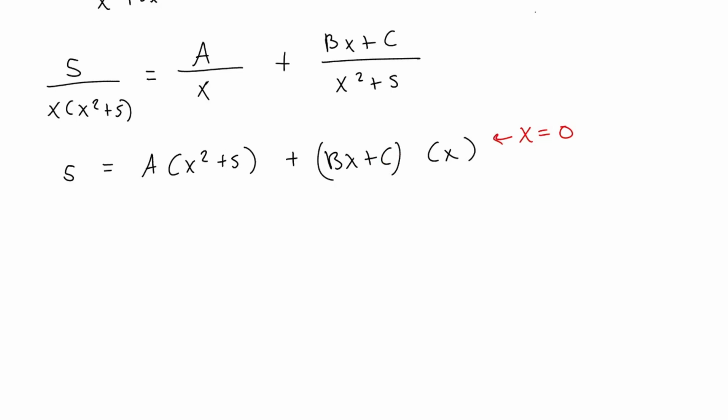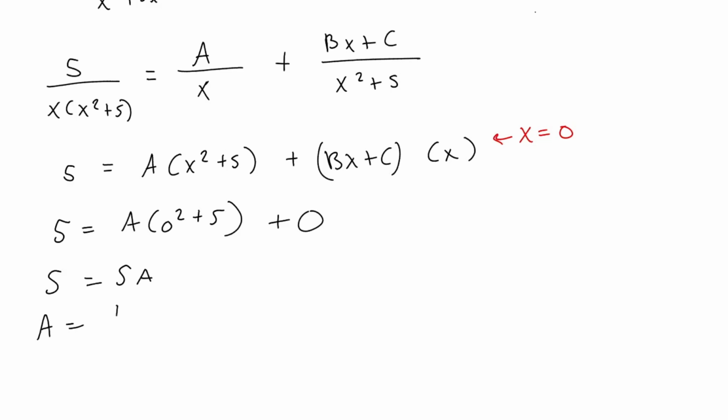So 5 is going to be equal to A times 0 squared plus 5. And this is going to be plus 0 because this entire thing cancels out. So now 5 is going to be equal to 5A, and now if we do this simple algebra, we see that A is equal to a value of 1. Cool. So now we found something cool here. Let's highlight that out. Now we found our value of A. Now we need to find our values of B and C.